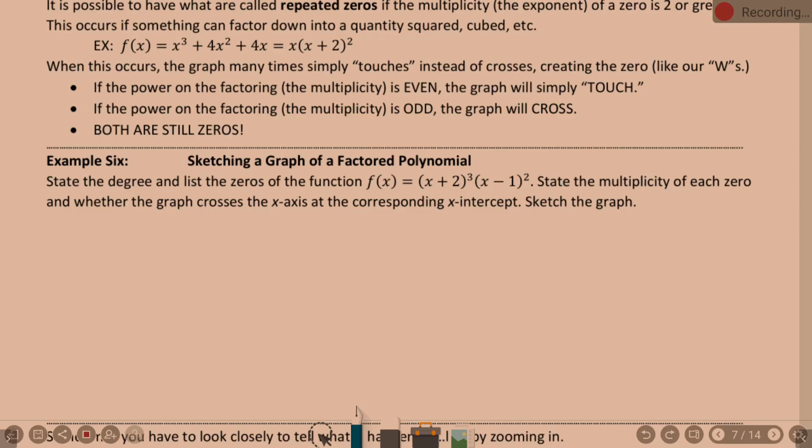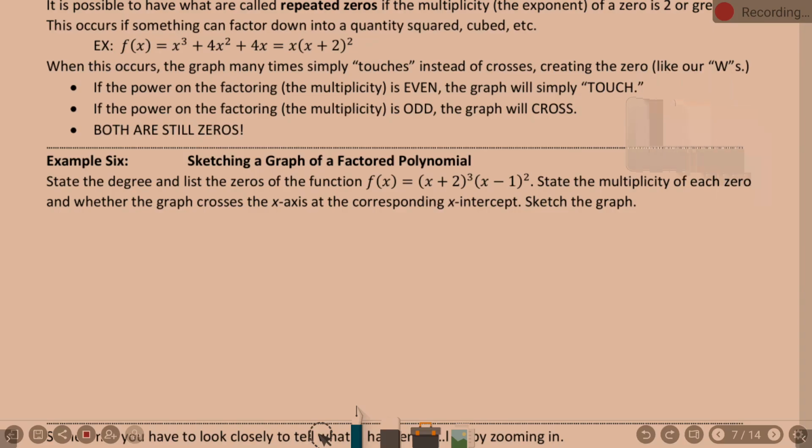So the graph sometimes touches instead of crosses. In other words, here's your x-axis. You often think about a graph crossing through, yes? Well, we could also touch the x-axis. And that's what I'm referring to with a touch there.